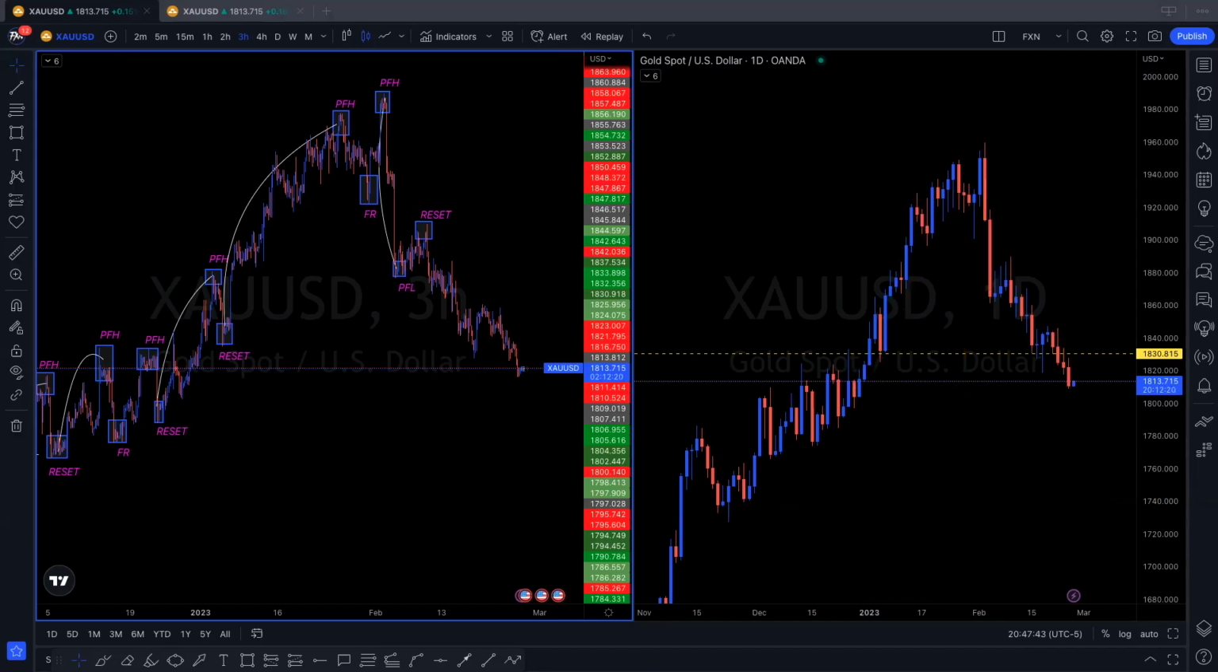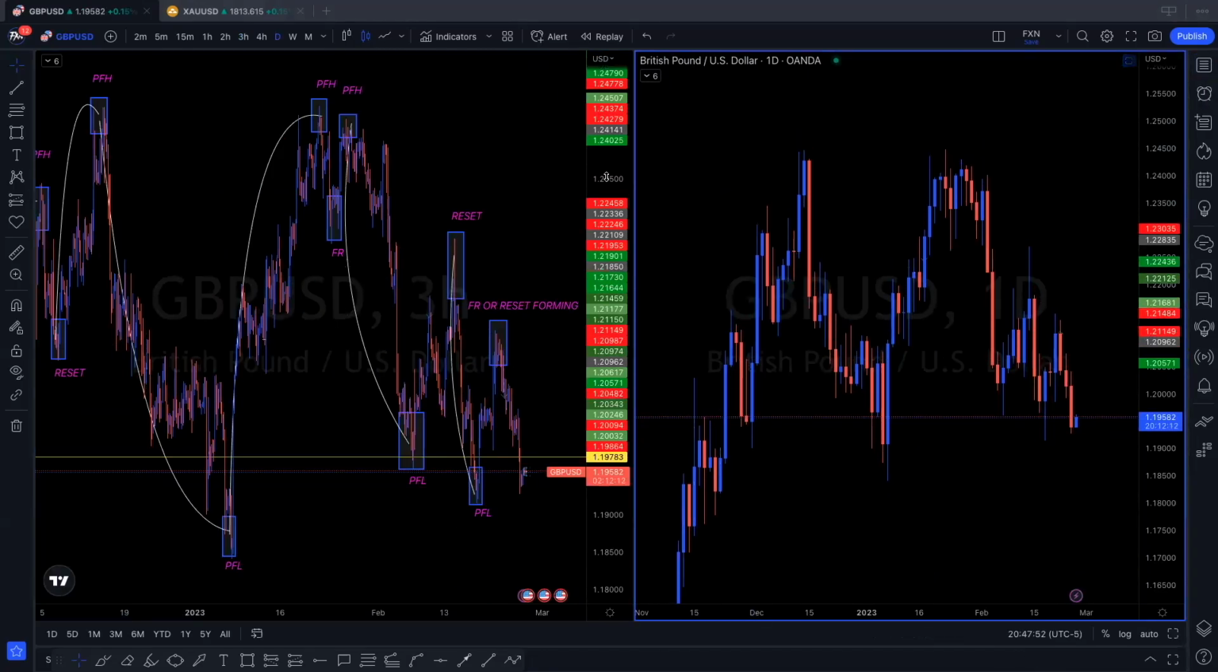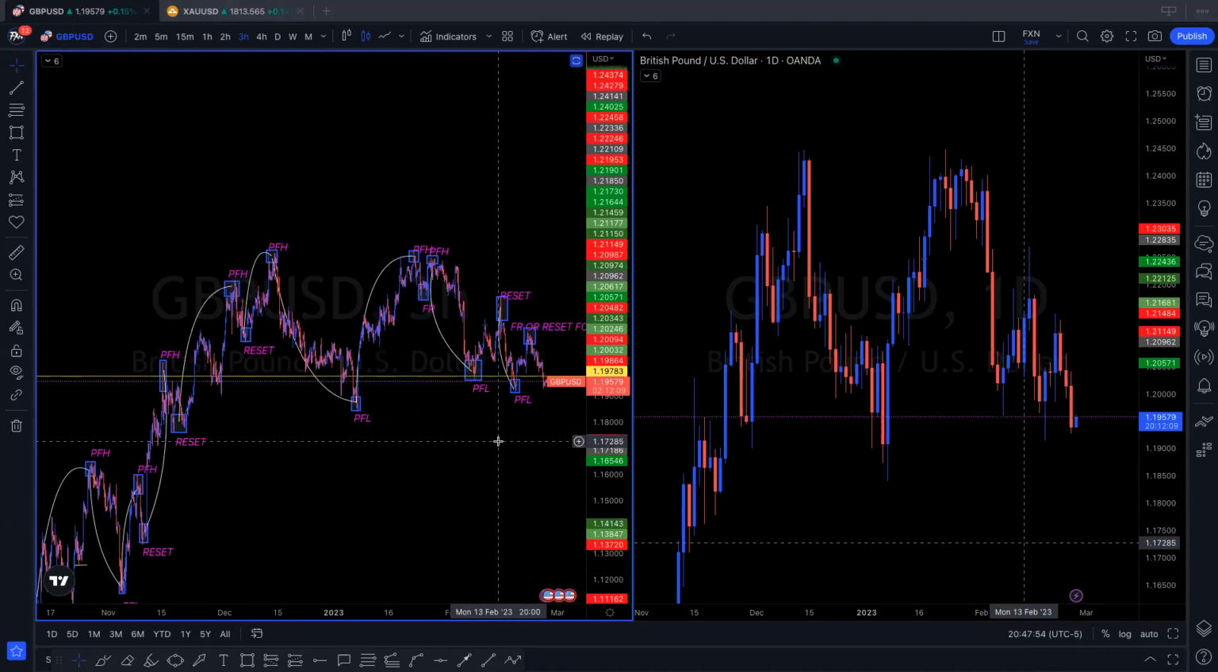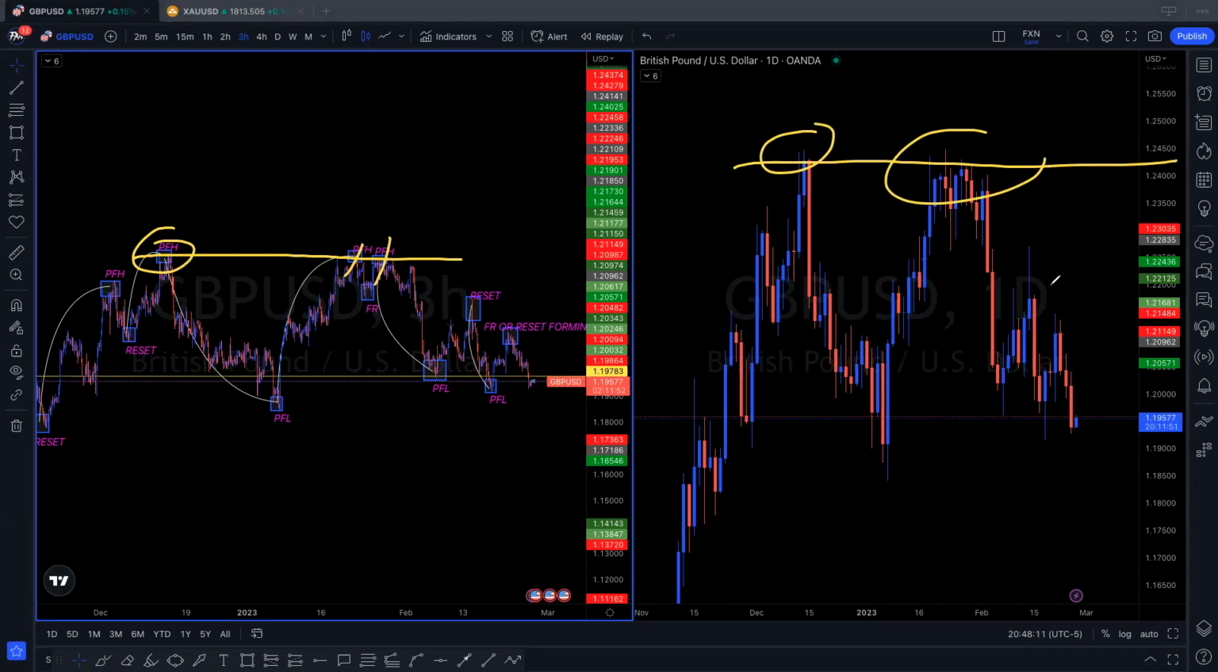So if you look at a pair like GU, is it a coincidence that every time it goes up into an area of structure, it hits it multiple times, because that's where there's structure, just like on the daily here? Is it a coincidence that it stops there? Why is it that price action stops in the same area over and over again? You know what I'm saying? So that's what I mean by structure.